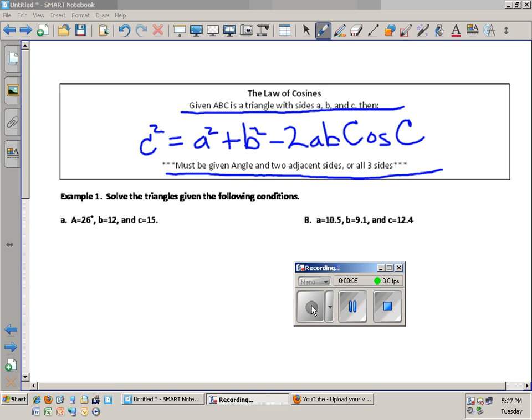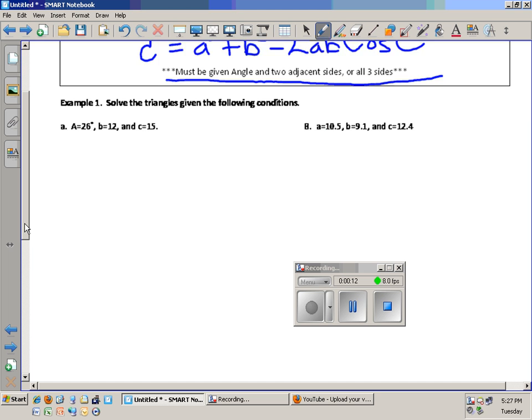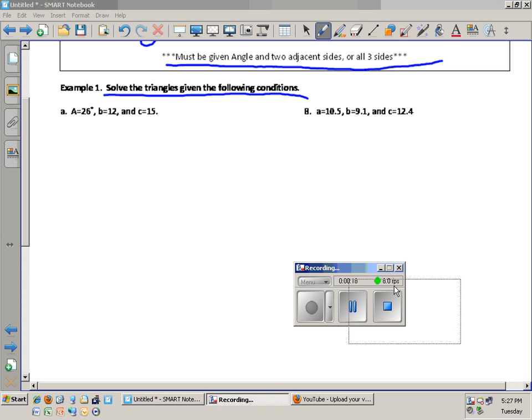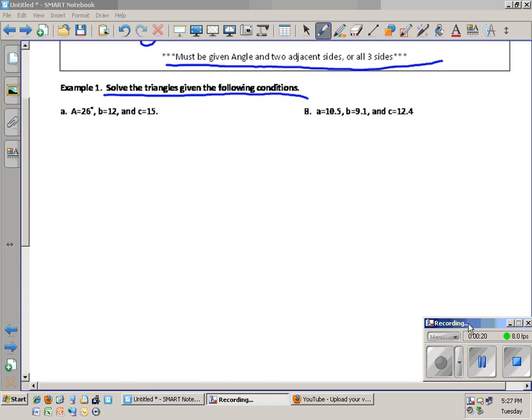Again, we're in section 3.2. We just derived the law of cosines. Now we want to put it into practice. It says solve the triangles given the following conditions: A is 26, B is 12, and C is 15. As we set this up, you're going to see how it looks different from the other ones before.